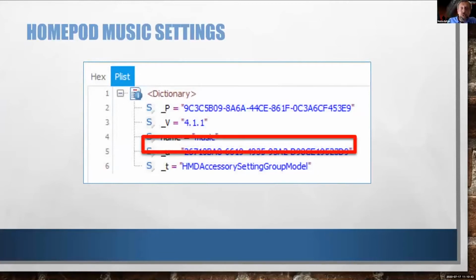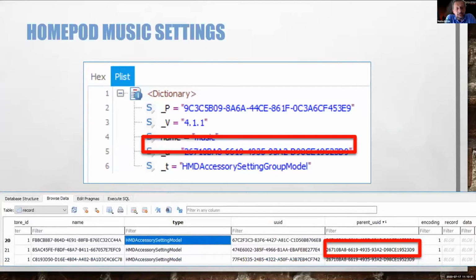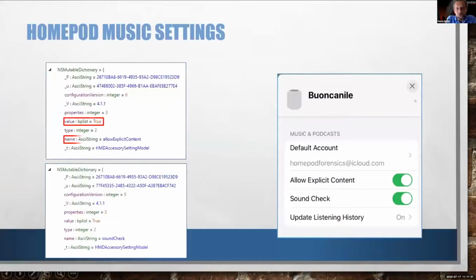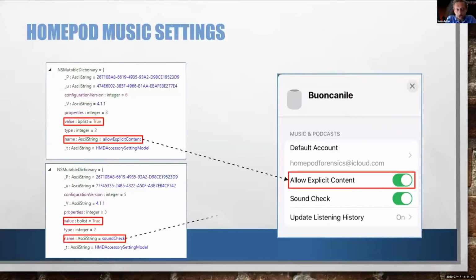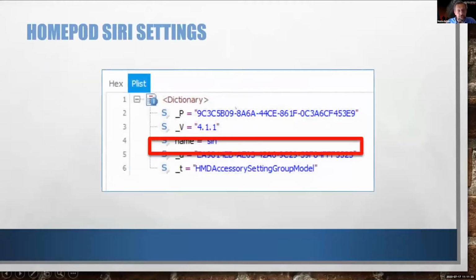So these are the music settings. There's an issue with the label, but it's music settings. And with the music settings, we can go into, again, the database and analyze the binary large objects, based on the plist. So on the left side, again, the plist file containing the specific configuration of the HomePod, and on the right side, how you can see it on the iPhone. So how the configuration is reflected on the phone.